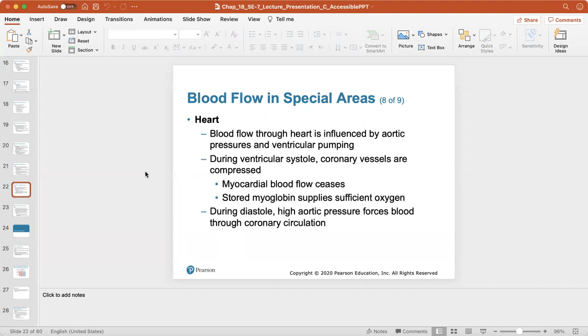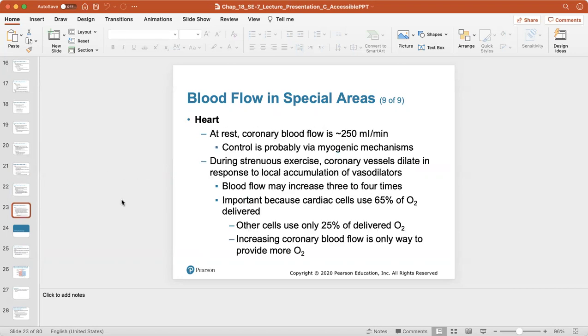In the heart, blood flow through the heart is influenced by aortic pressures and ventricular pumping. During ventricular systole, coronary vessels are compressed, the myocardial blood flow ceases, and stored myoglobin supplies sufficient oxygen. And during diastole, the high aortic pressure forces blood through the coronary circulation. At rest, coronary blood flow is about 250 milliliters per minute. This is controlled by myogenic mechanisms.